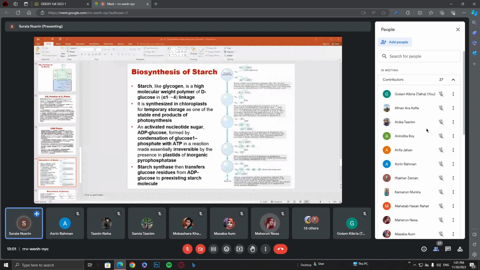Okay, so that is the biosynthesis of starch, a polysaccharide. Okay, next one.